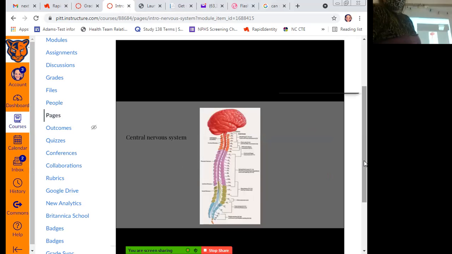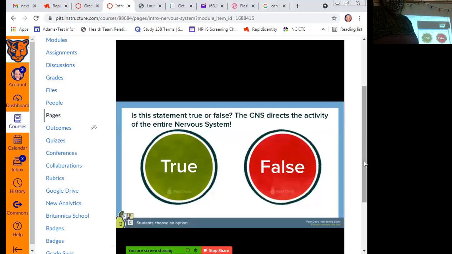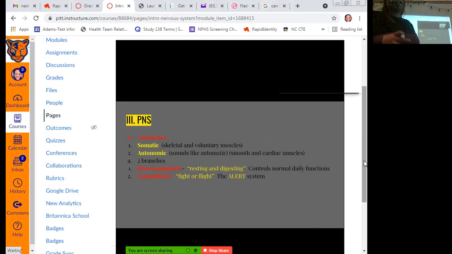So central nervous system, again, another picture. We've already talked about that. Now we're breaking down the PNS. So I apologize. I went ahead and moved ahead and I didn't get the slides going. So just a quick review. PNS is peripheral nervous system. It's talking about everything kind of to the side of the spinal cord.